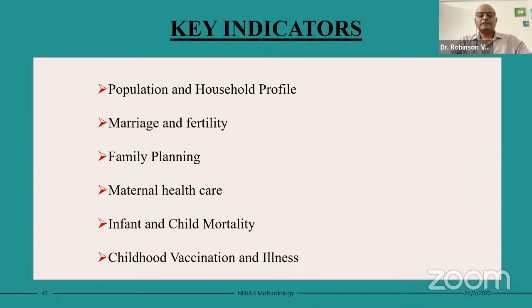There were a few key indicators for the NFHS-5 survey, which were population and household profile, marriage and fertility, family planning, maternal health care, infant and child mortality, and childhood vaccination and illness.